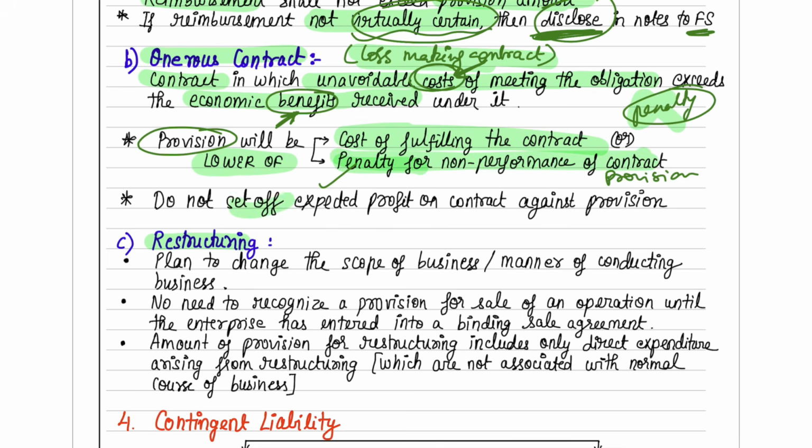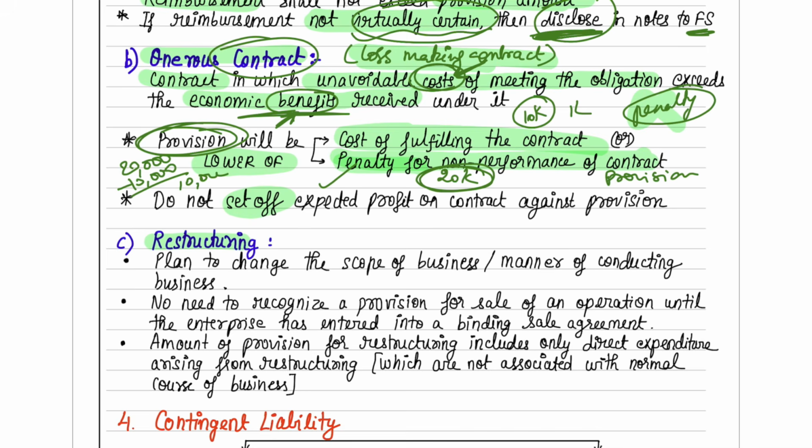Here always remember, do not set off the expected profit on the contract against the provision. Now suppose you are doing a contract, and the cost you're going to spend is 1 lakh rupees, and in that you're going to earn 10,000 rupees of profit. Suppose the penalty is 20,000 rupees and you have decided to create a provision of 20,000. If you're creating a provision of 20,000, please do not do minus 10,000, so that a net of only 10,000 is the provision. You should not net off the expected profit on the contract.